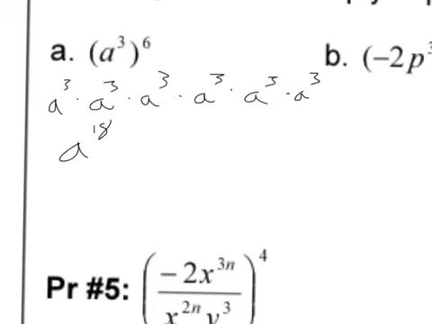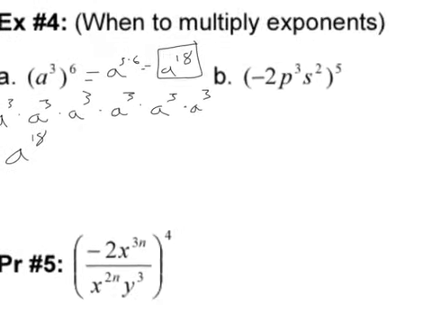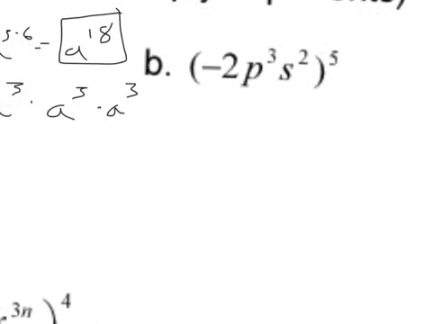Anytime you have a power to a power on the outside of the parentheses, you can just multiply. So this is the same thing as a to the 3 times 6, which is a to the 18. And there we're done. So let's try this next one. You guys should be able to catch on.